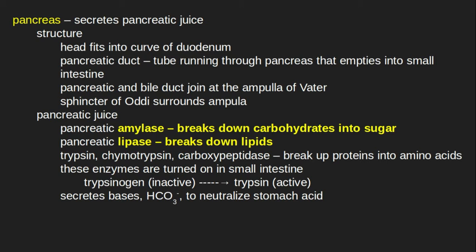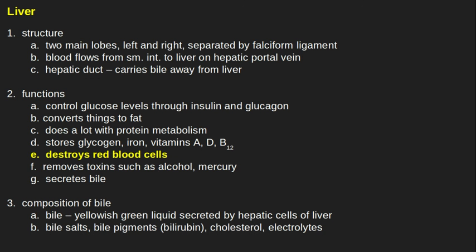We have a pancreatic duct. This is a tube that runs through the pancreas and empties into the small intestine. As far as the pancreatic juice, you have amylase, which breaks down carbs into sugar, and you have lipase, which helps break down lipids. And you have all these other ones that help break up proteins into amino acids, but you won't have to know all of that. Just the ones that are highlighted, basically.